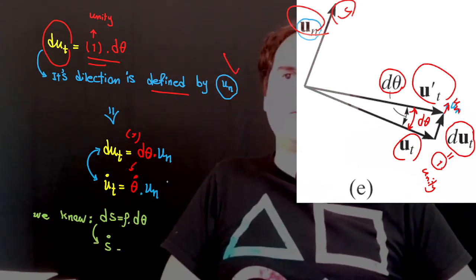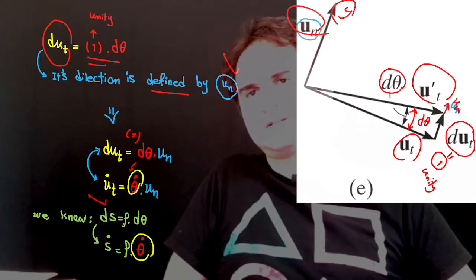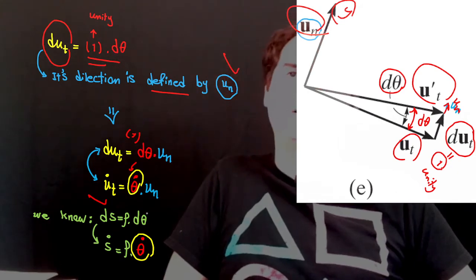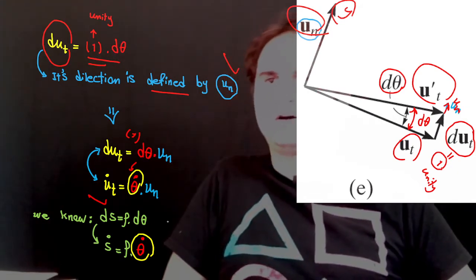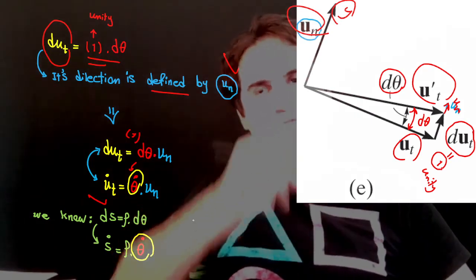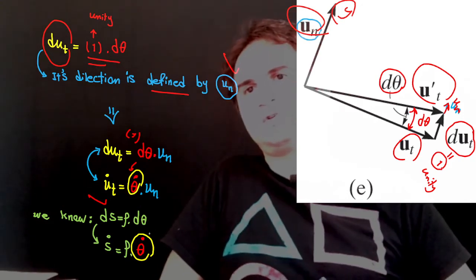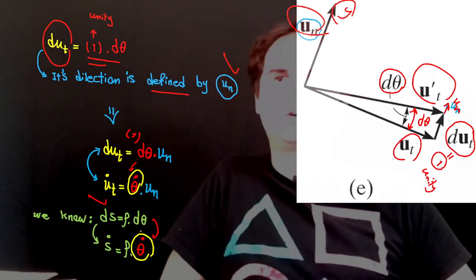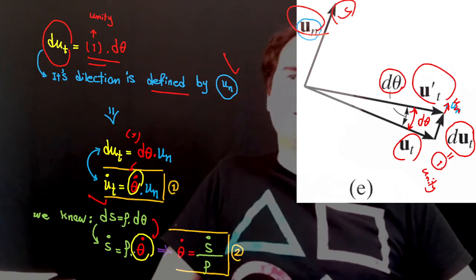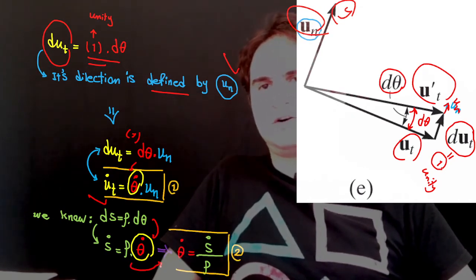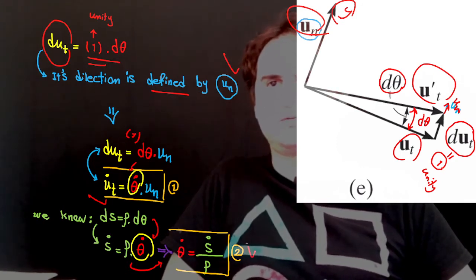At the same time, we know ds, the displacement along the curve, is equal to rho times d theta. It's the radius of curvature times d theta, the arc you're moving along. And you can also show that s dot is equal to rho times theta dot. They are identical to each other. So if you rearrange the second equation in terms of theta dot, that's s dot over rho. We call this equation 2.